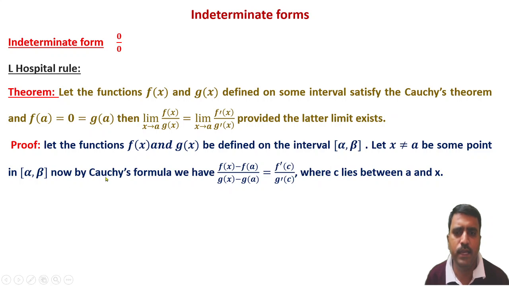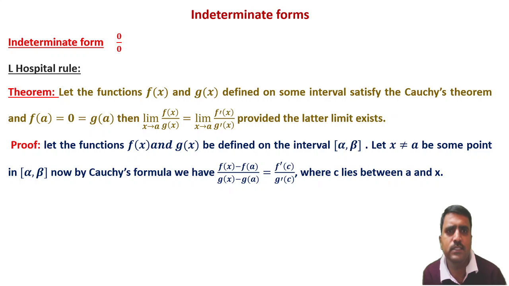Now by Cauchy's formula, you know Cauchy's formula: f dash of c by g dash of c is equal to f of b minus f of a by g of b minus g of a. We are using the same Cauchy's formula here, f of x minus f of a by g of x minus g of a. What is that x and what is the value of a?